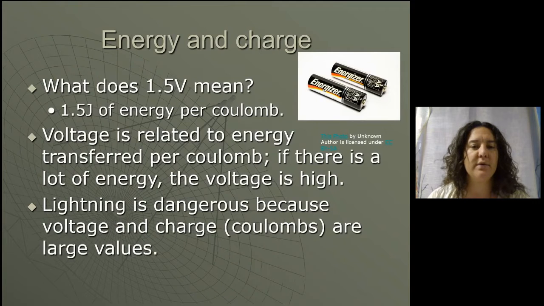So when we look at voltage, 1.5 volts is 1.5 joules of energy per coulomb. So it tells us how much energy is in that unit per its charge. So voltage is related to energy transferred per coulomb. If there's a lot of energy, the voltage is typically high, like in transformer power stations. And lightning is dangerous again because the voltage and the charge are very large values.